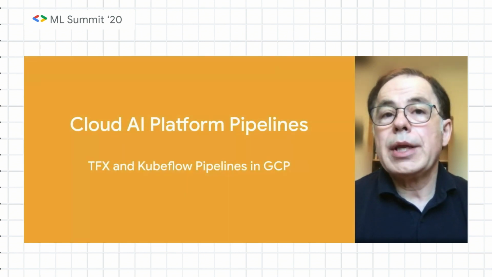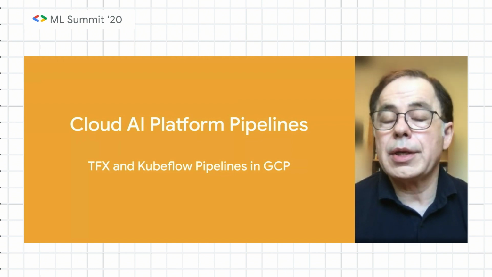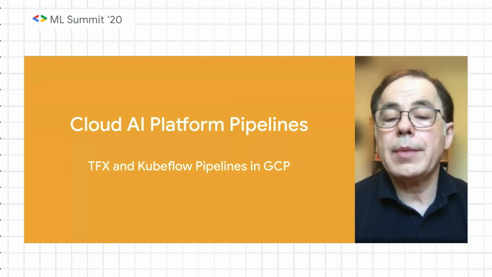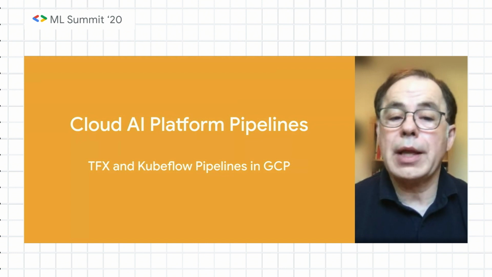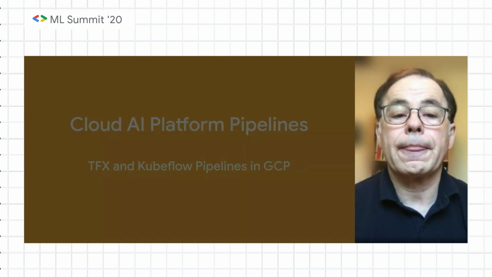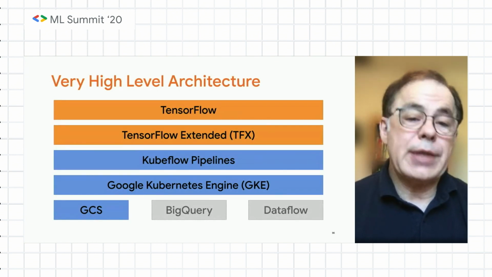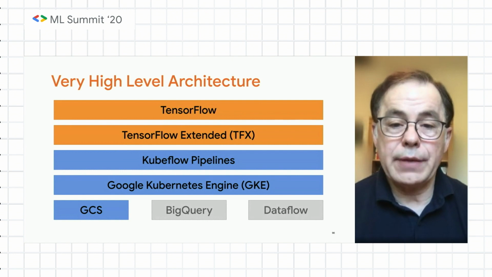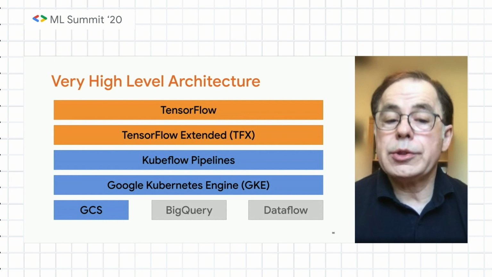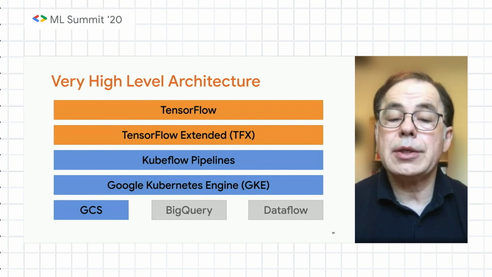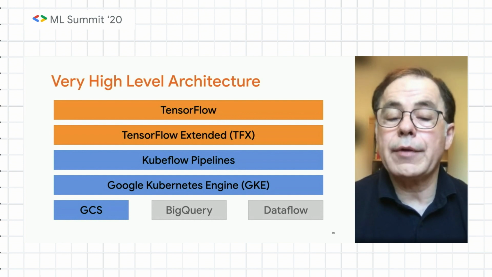So TFX works in a number of different environments. It works on my laptop. It works on a server or on-prem environments, different clouds, including the Google Cloud as part of Cloud AI Platform Pipelines. So at a very high level, this is what it looks like. You have TensorFlow that is running in TFX. That in turn is running on top of Kubeflow Pipelines, which is running on top of the Google Kubernetes Engine, or GKE. And then you have all of the Google Cloud services that you can leverage from there.